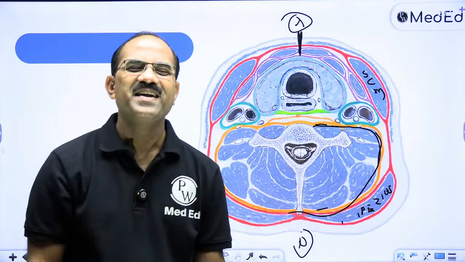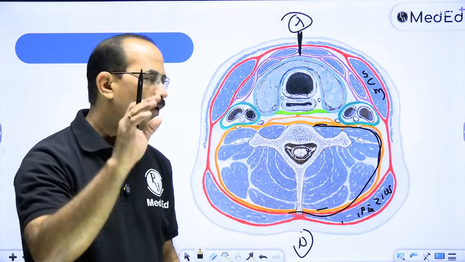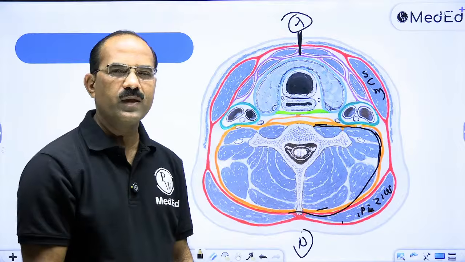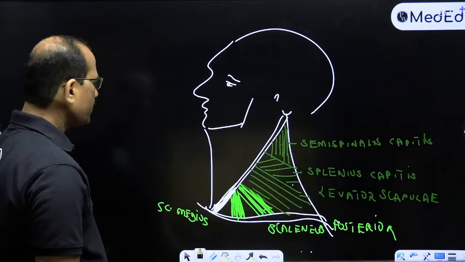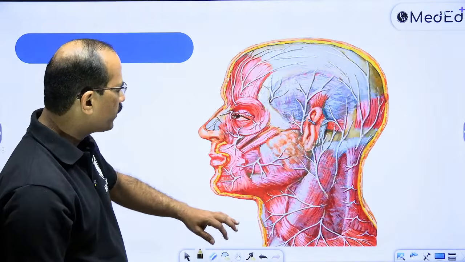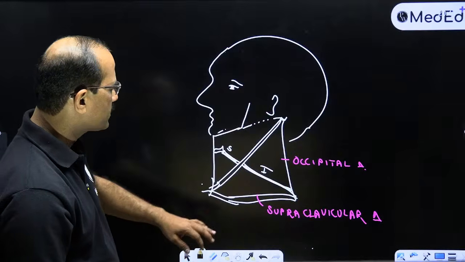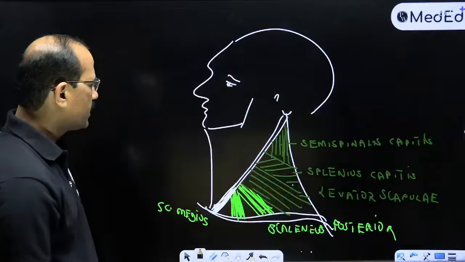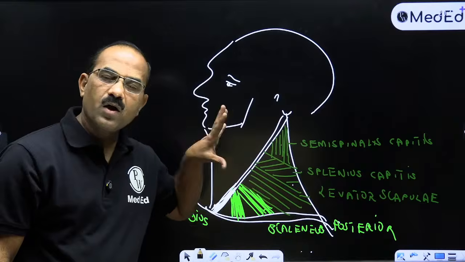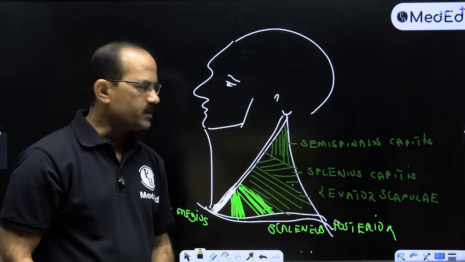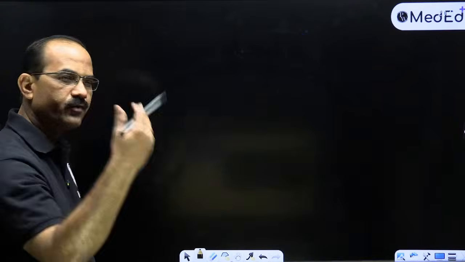Fine. Okay, now we come to the contents of the posterior triangle. Just try to understand the same slide. The same slide I'll draw in a different way. Just one moment. Where's the slide gone? Okay, so that's the floor of the posterior triangle. Now understand the contents of the posterior triangle. The same slide I'll draw in a different view.